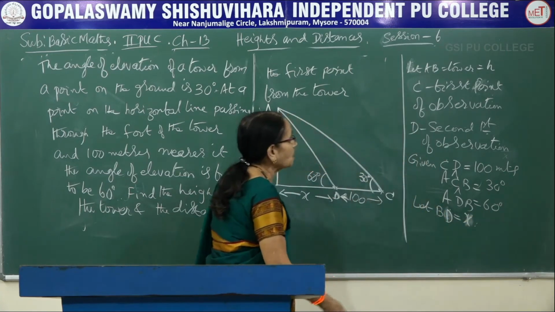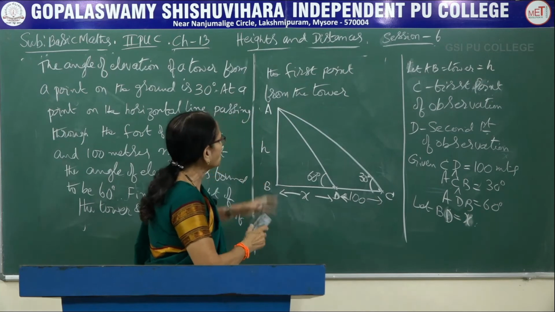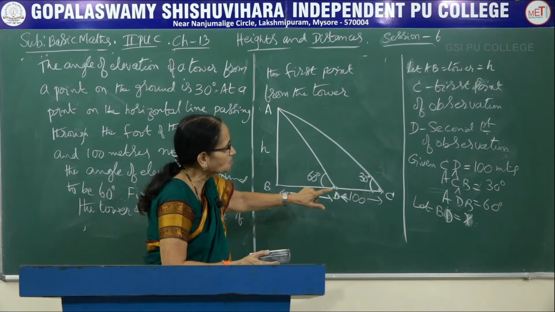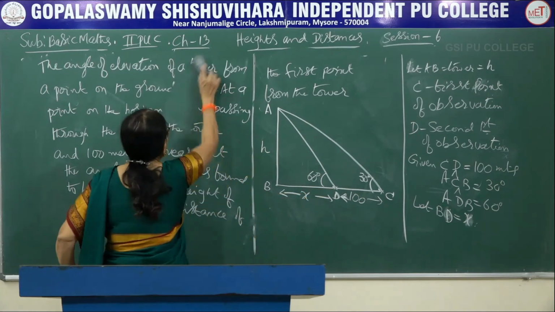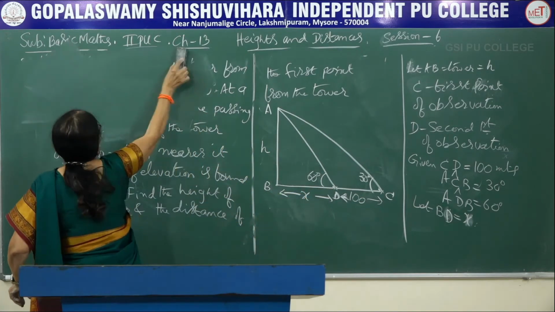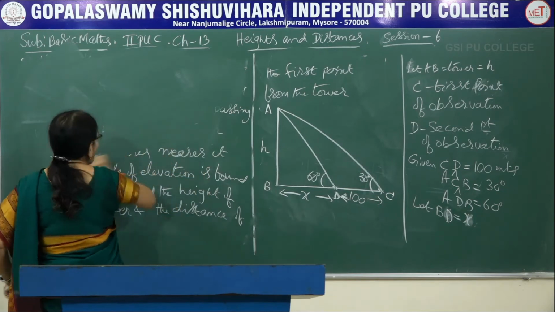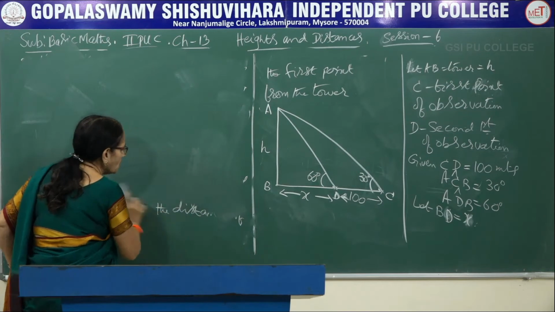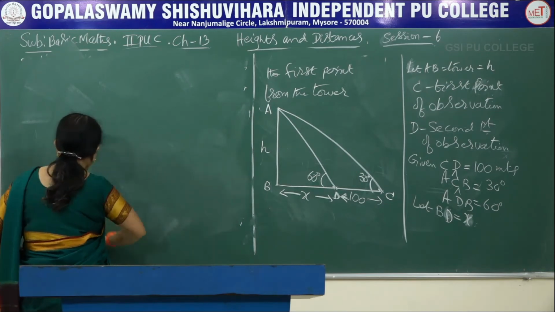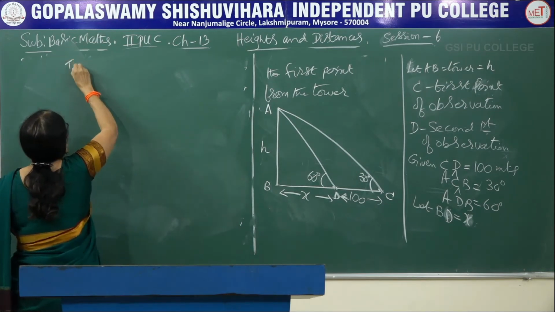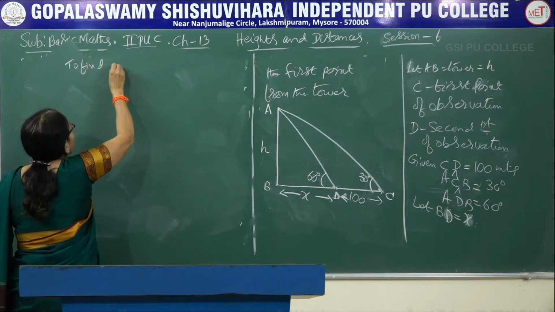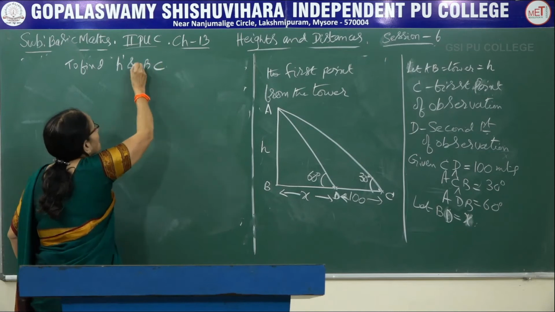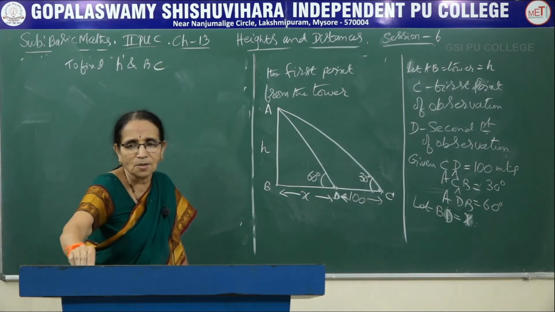Now what has to be calculated? First you have to find the height, that is h has to be calculated. Then the distance BC has to be calculated. So let me write "to find". Always it's a good practice: write the figure, explain the figure, write the data, then what has to be calculated. So to find the height h and the distance BC.